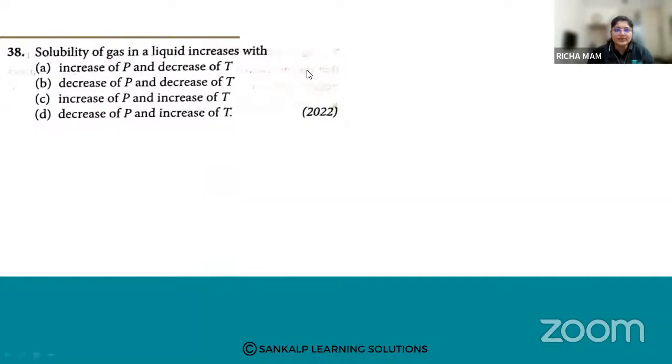Solubility of gas in liquid increases with, yes, again Henry's law. What is according to Henry's law?